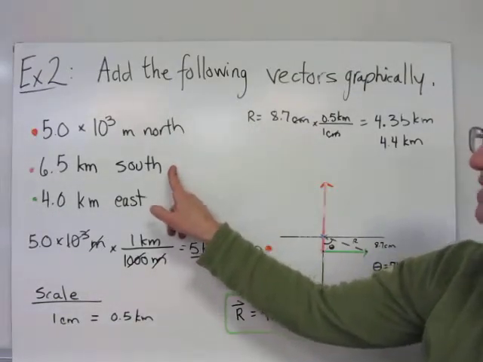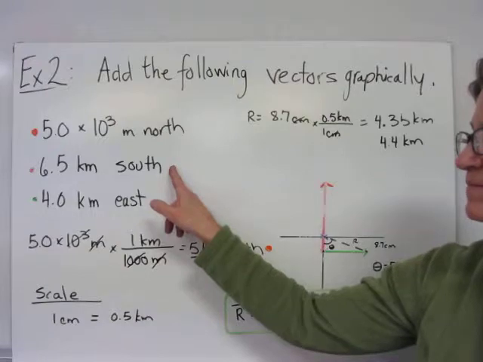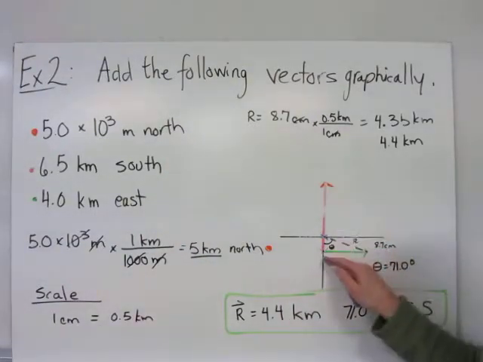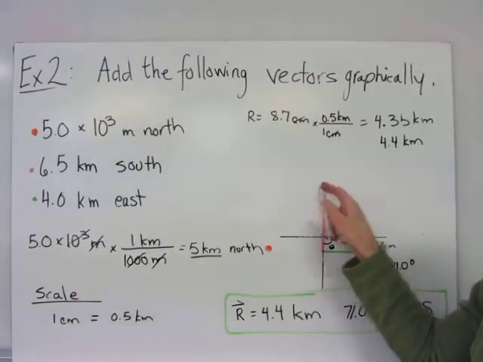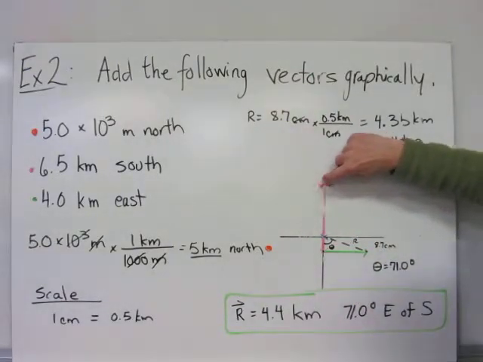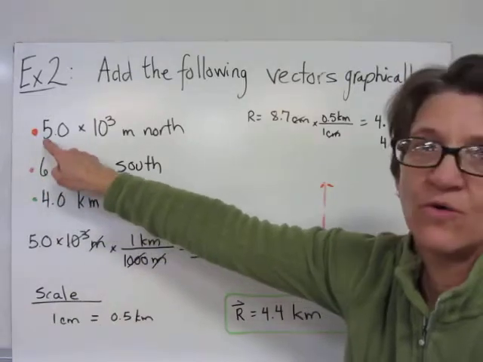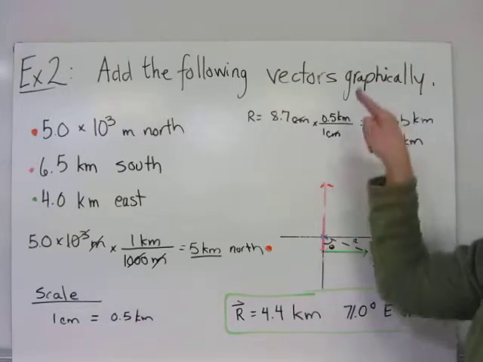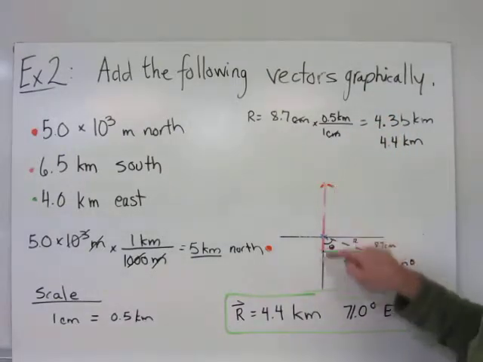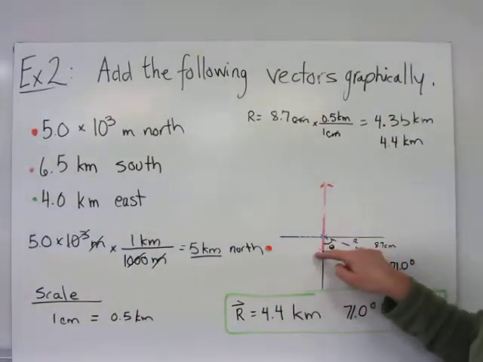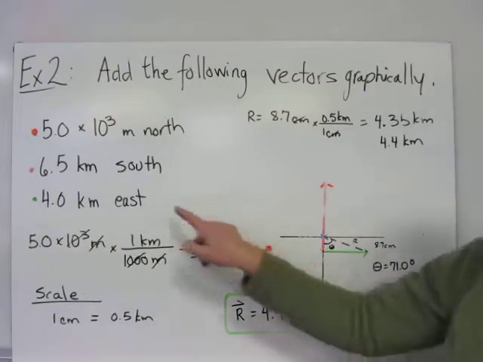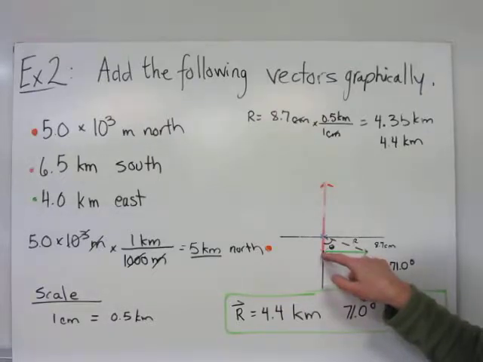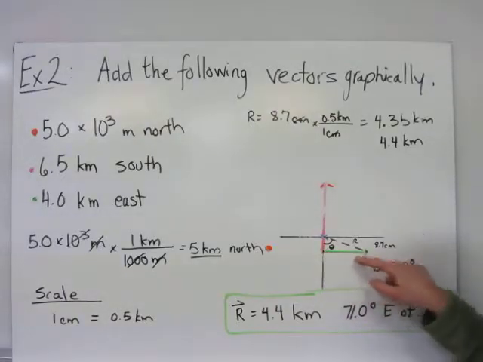My next vector is 6.5 kilometers south. Using my scale, I'll draw it 13 centimeters to the south. So the tail of my second vector, the red, is right on top of the tip of the orange because one's going this way, one's coming right back down. It's like you retracing your steps. 6.5 ends just a little bit below the origin. And then I drew my 4 kilometers east. The tail of the vector is at the tip of the last vector I drew, and then to the east.